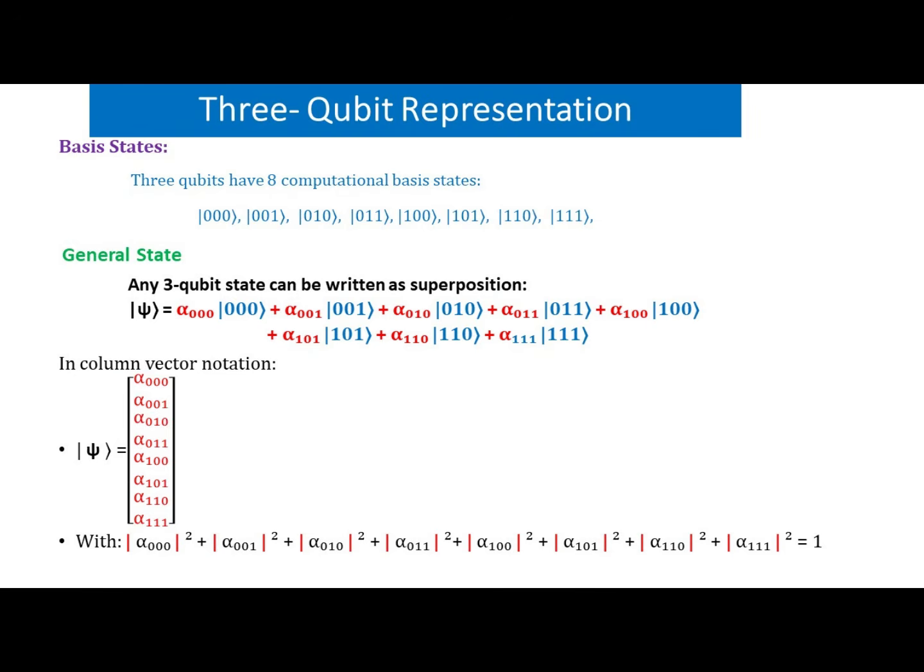This slide explains the representation of 3 qubits. 3 qubits have 8 computational basis states, from ket 000 up to ket 111. A general 3-qubit state is a superposition of all 8 basis states. It is written as psi equals alpha 000 ket 000, plus the remaining 7 basis states with their corresponding amplitudes. In column vector form, the state is represented by 8 complex amplitudes. The normalization condition states that the sum of the squared magnitudes of all 8 amplitudes is equal to 1. So, with 3 qubits, the quantum state space contains 8 basis states.